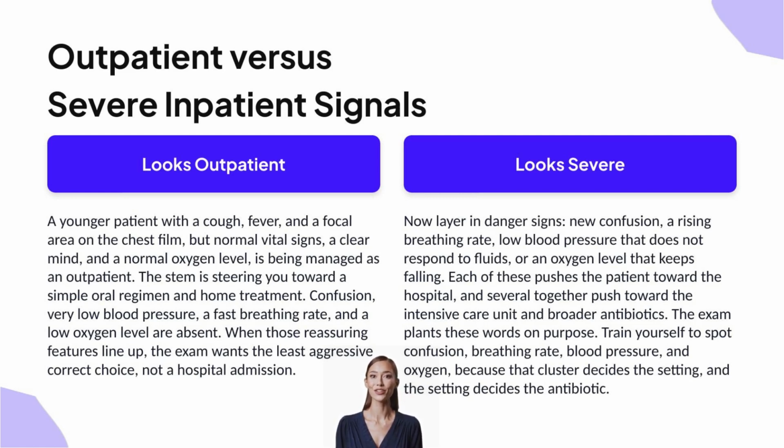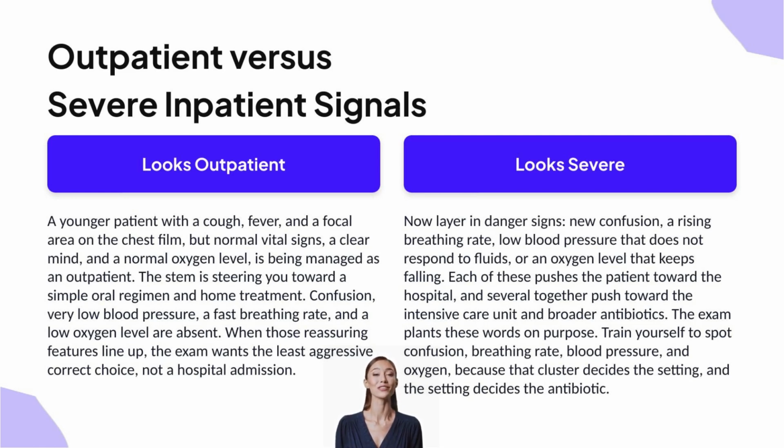The stem is steering you toward a simple oral regimen and treatment at home. Notice what is absent. No confusion, no very low blood pressure, no fast breathing rate, no low oxygen level. When those reassuring features line up, the exam wants the least aggressive correct choice, not a hospital admission.